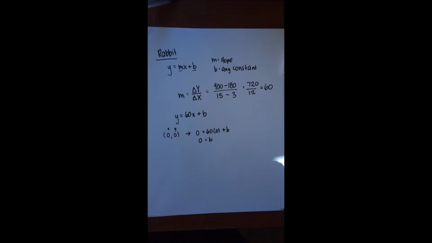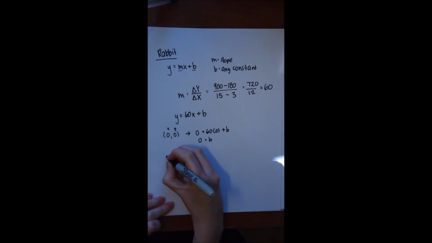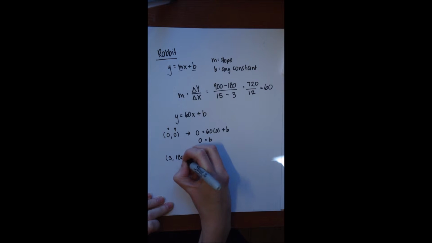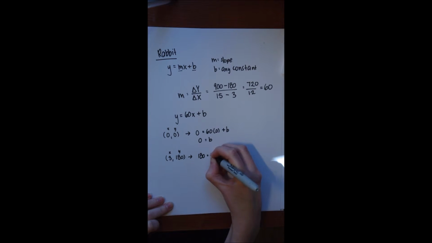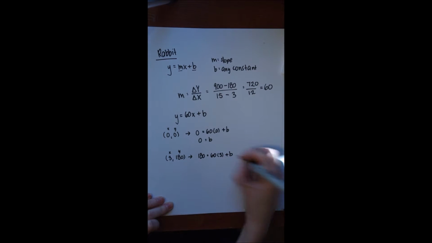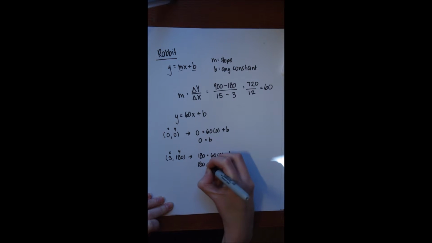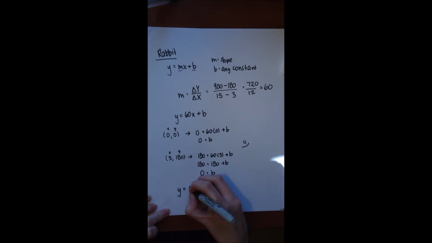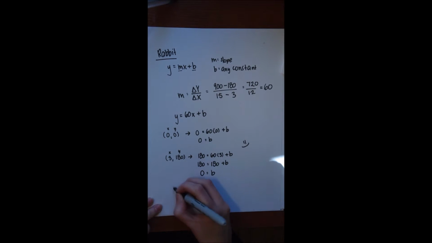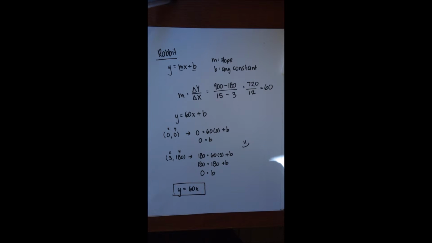Now, if we wanted to double check that, we can choose another point on our graph. So let's choose the point 3, 180. Here, this is our x and our y. So replacing, we have 180 is equal to 60 times 3 plus b. Now, this is 180 is equal to 180 plus b. So subtract 180 from both sides, 0 is equal to b. They're the same thing. Now we can replace b with 0 in our equation, so our final equation for the rabbit is y is equal to 60x plus 0. So we can leave it like that. Now, we know y is equal to 60x is our equation for our rabbit.